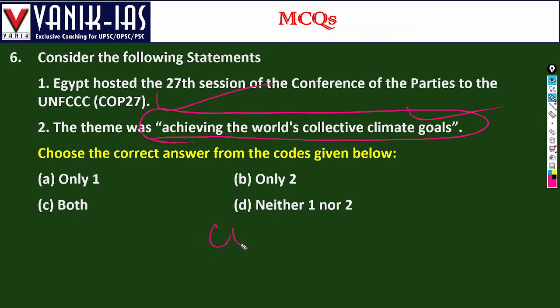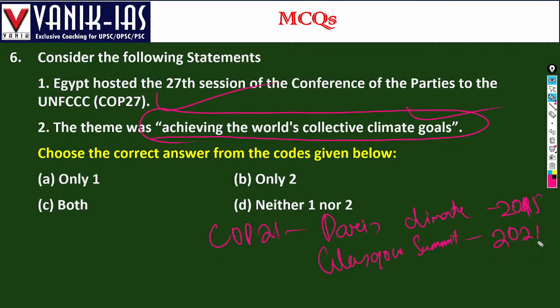Which COP was important? COP 21, that is the Paris Climate Deal, in 2015. Then last year was the Glasgow Summit. The Glasgow Summit came last year, that is 2021, right?